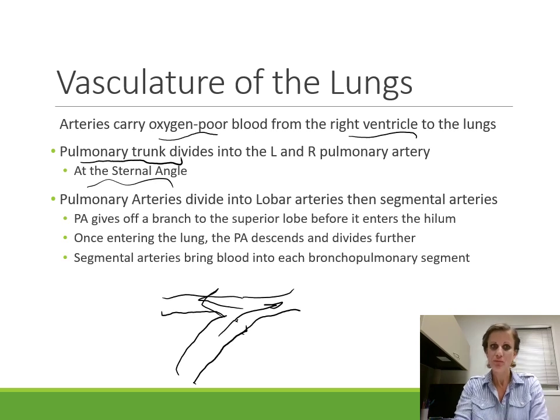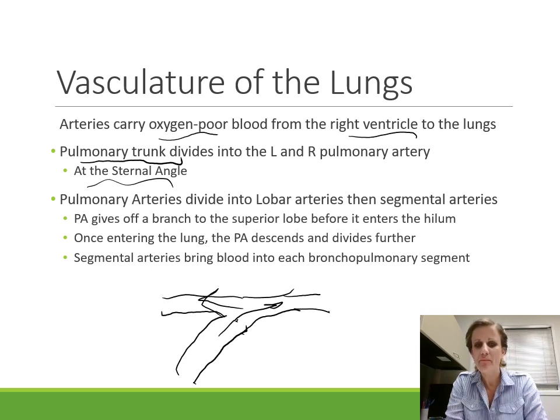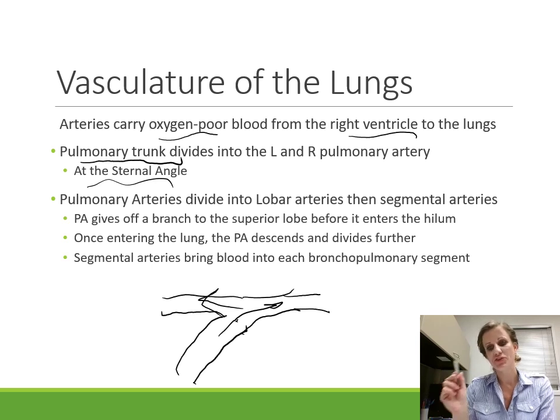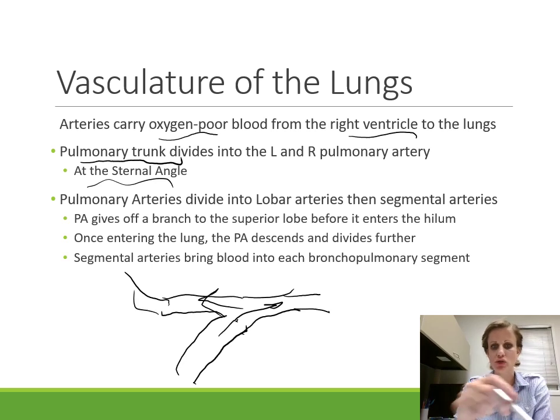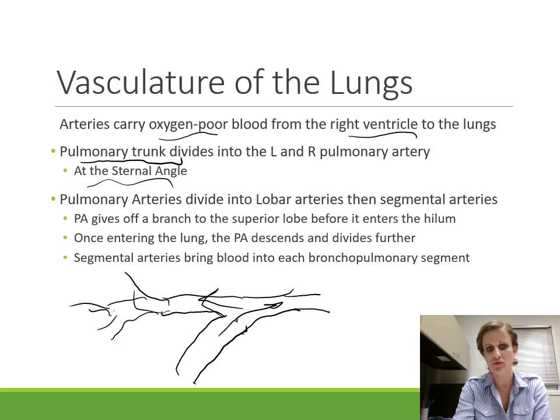So the pulmonary arteries are going to bring the blood towards each lung, and right before the pulmonary artery enters the hilum of the lung, it actually gives off a branch that's going to go to the superior lobe. Okay, then it enters into the hilum and then further branches from there. I'll show you a picture in a second.